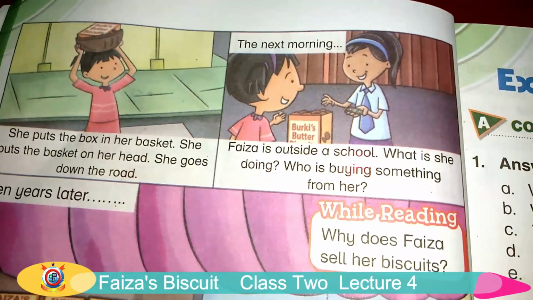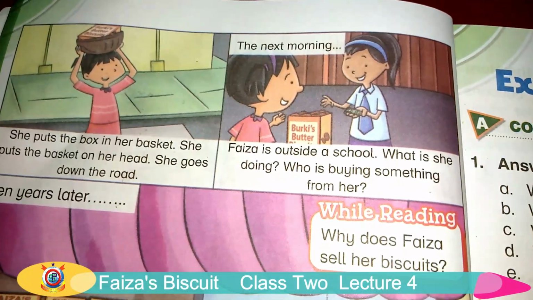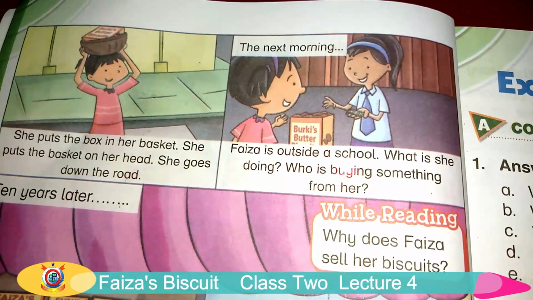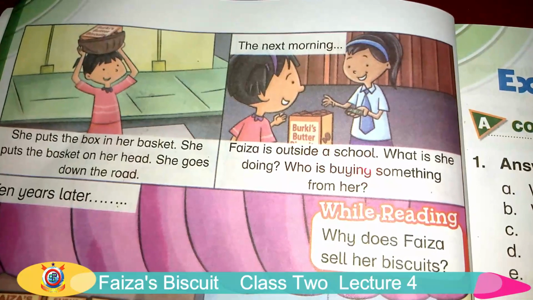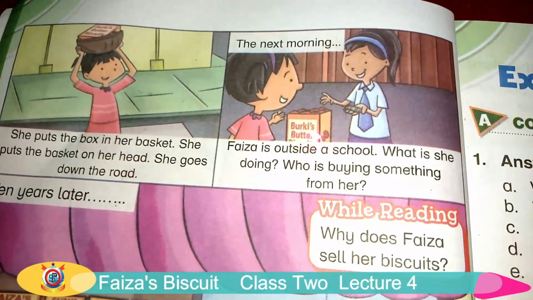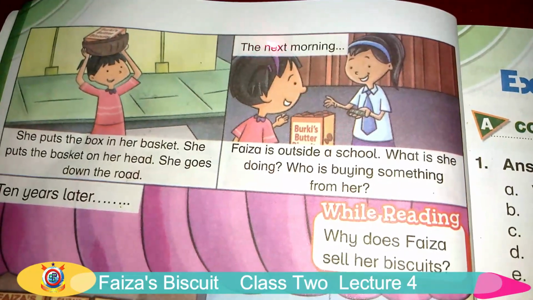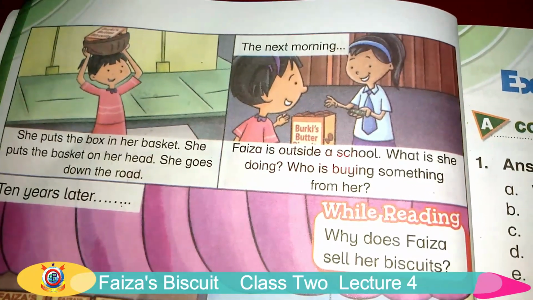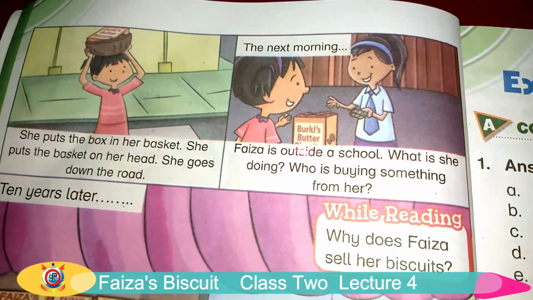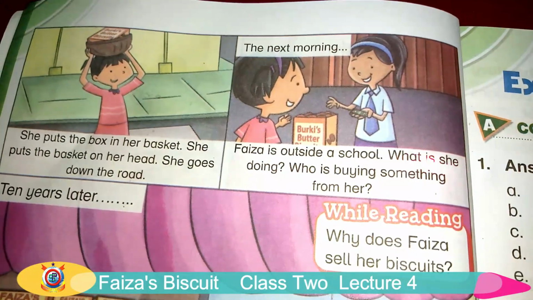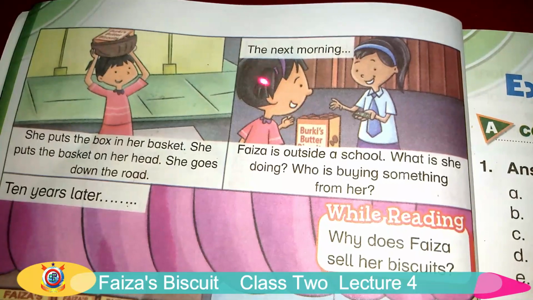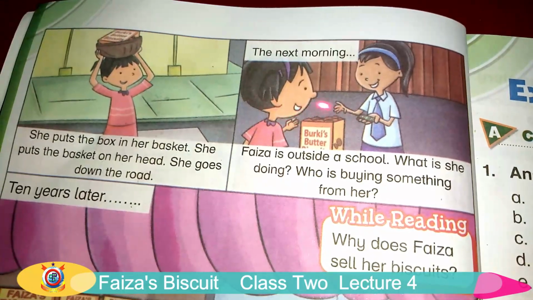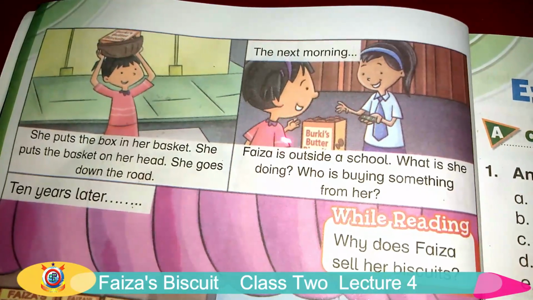Now do you remember where was Faiza the previous day? Faiza was outside a restaurant. But now, on the next day, the next morning, Faiza is outside a school. What is she doing? She is giving biscuits and the girl has money, which means she is selling something and the girl is buying something.